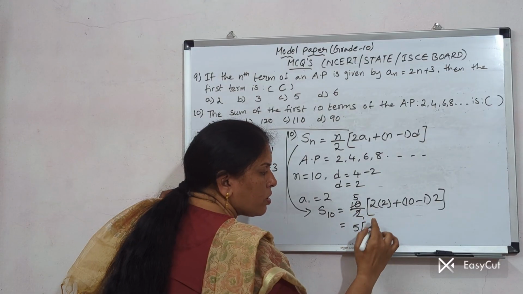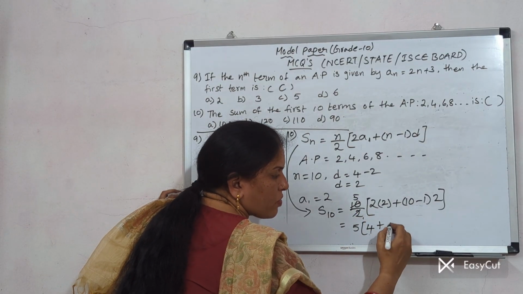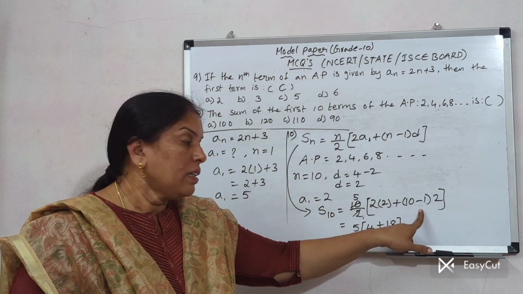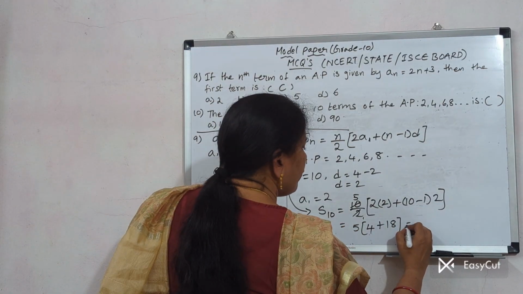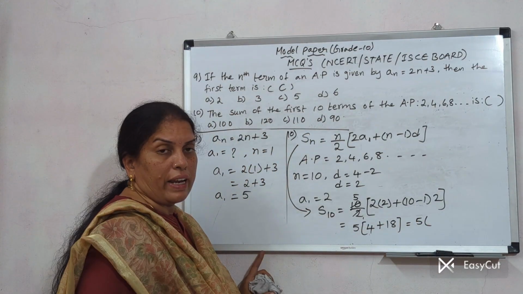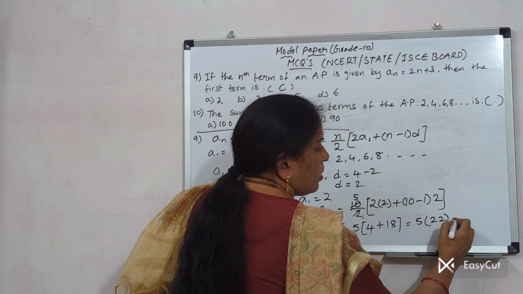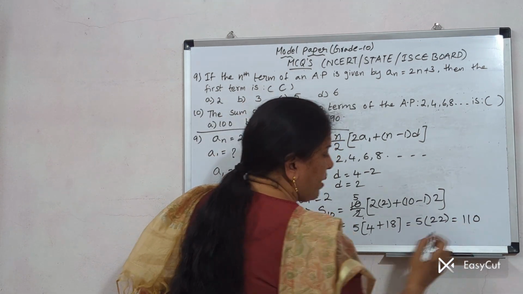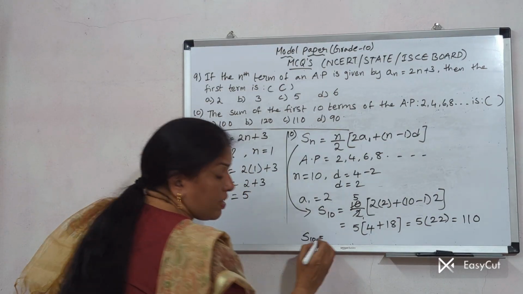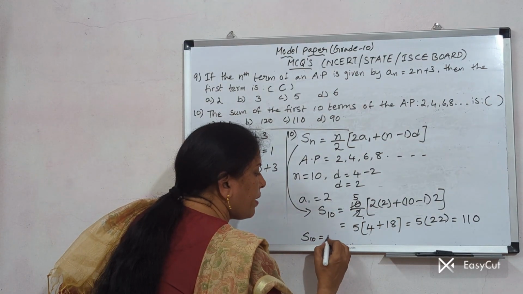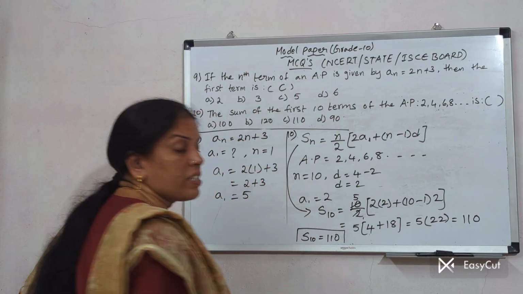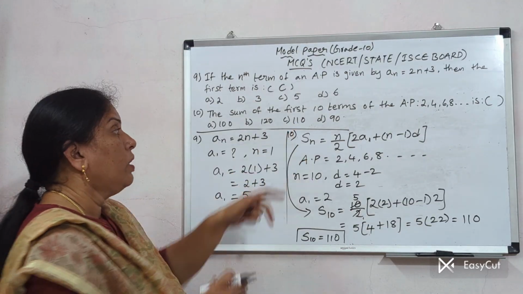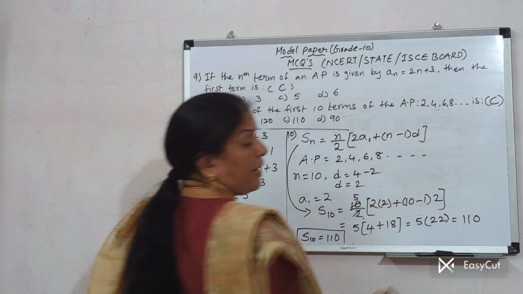Now, 2 ones are 2, 2 fives are 10. 5 into 2 twos are 4, plus 10 minus 1 is 9. 9 twos are 18. All of you understood? 10 minus 1 is 9, 9 twos are 18. 5 into 18 plus 4 is 22. 2 twos, multiply here. 2 fives are 10, 10 plus 1, 11. So what is the sum of the first 10 terms? 110. What is the sum of the first 10 terms in the arithmetic progression? 110. Is it there? So what is the answer? C is the correct option.